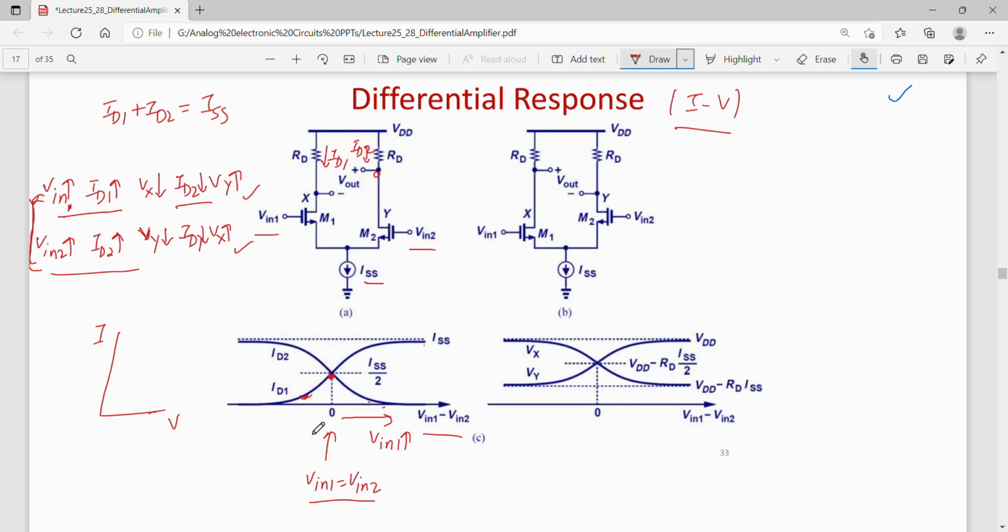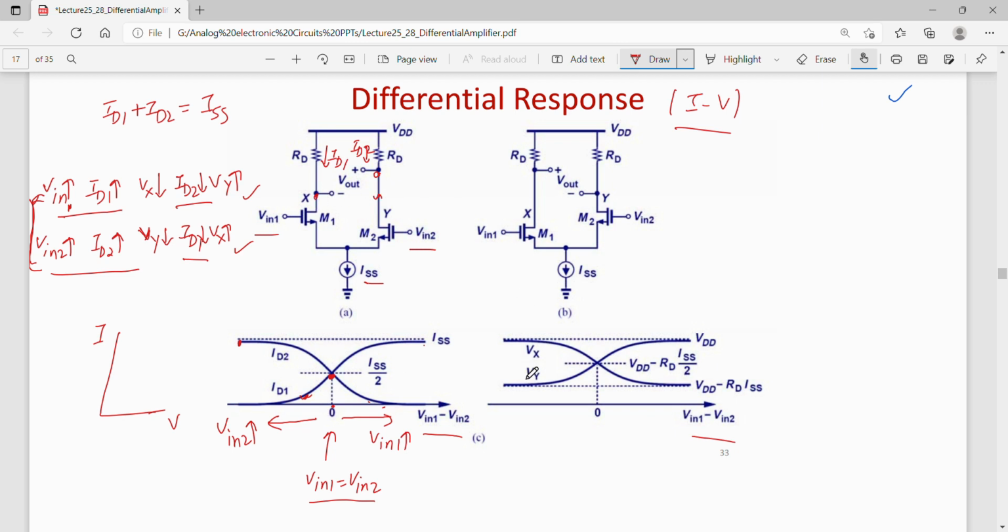Similarly, if I go towards the left of this point 0, where Vin1 is Vin2, here Vin2 is increasing. So when Vin2 is increasing, ID2 should increase beyond this point and it reaches ISS. At the same time, ID1 should decrease. Now one can also plot the differential input voltage versus the output at X and Y, these two points.